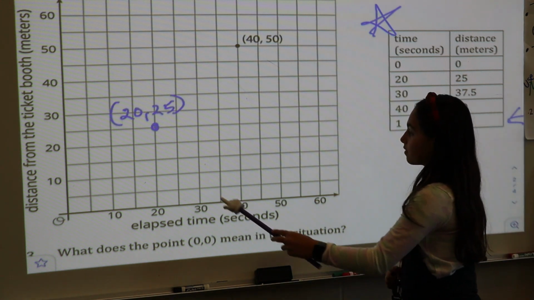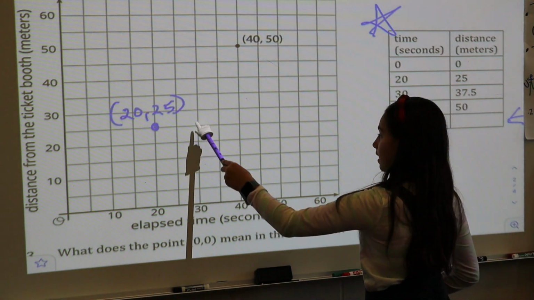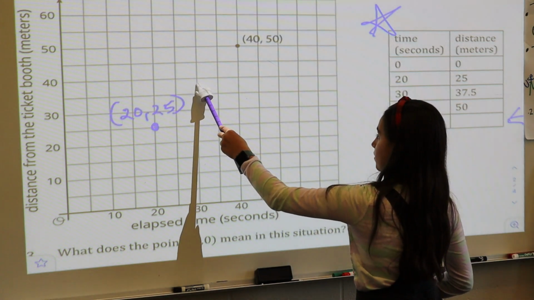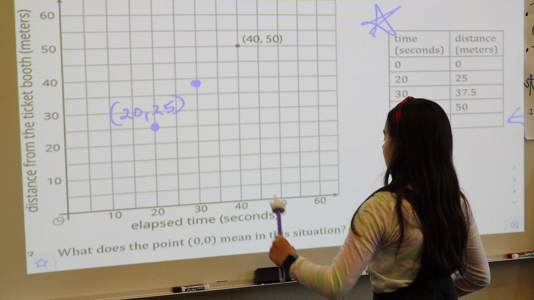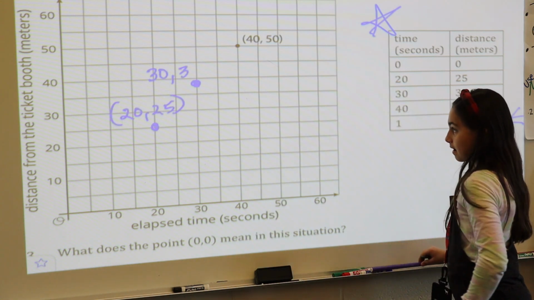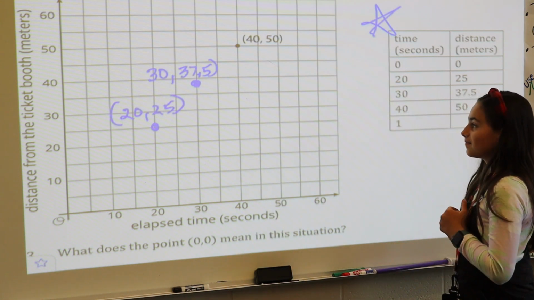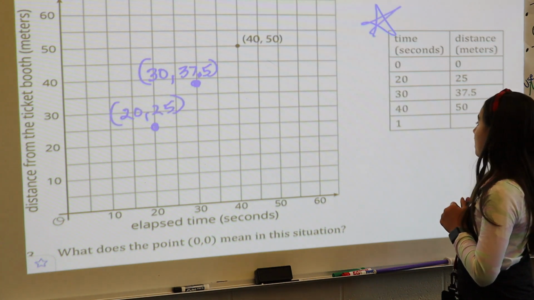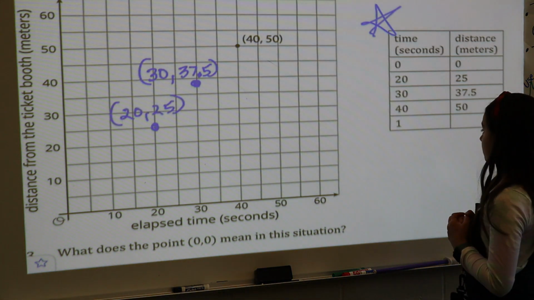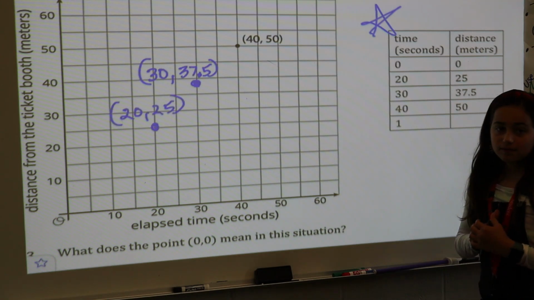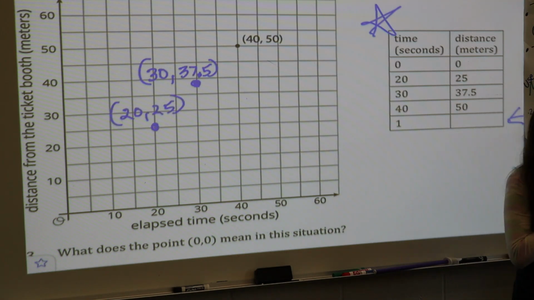So 30 by 37.5 is somewhere around here. About there? Yeah. So that's (30, 37.5). Very good. We've got our (40, 50), and we need one for 1. Okay, let's do 1, 2, 3 for her. We'll call somebody up to help us with that. 1, 2, 3.